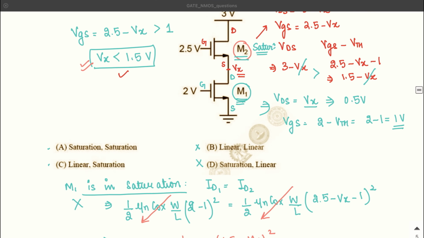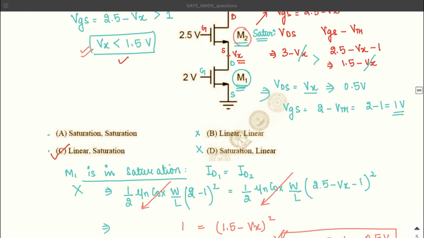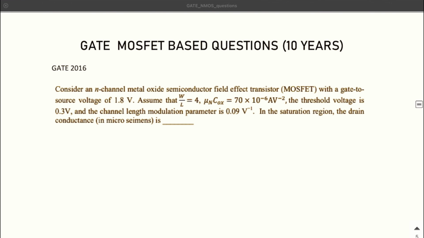So in one question only you can understand both things. Hence the correct answer in this case is C. M1 is in linear and M2 is in saturation. Let's move to the next question.